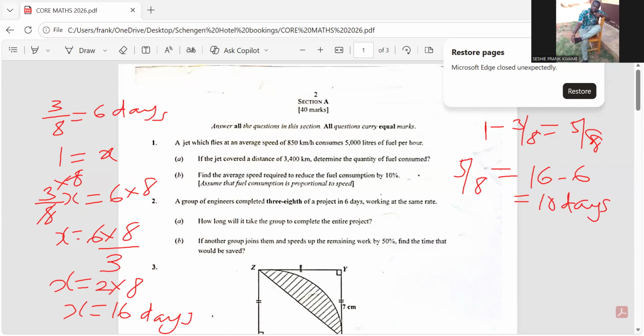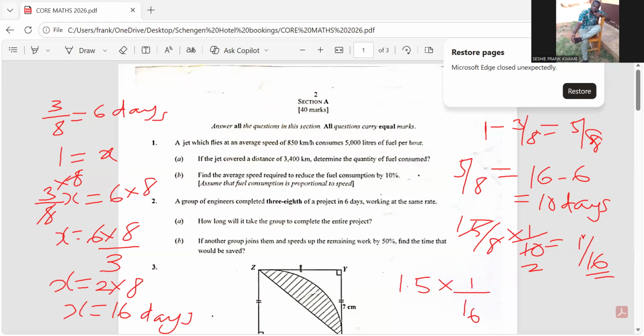Okay. Now they speed this up by 50%. So what that means is that if the 5 out of 8 is in 10 days, if you want to know how many days, you divide by 1/10, and that is 5 here 1, 5 here 2. So 1 out of 16 of the work is going to be done in each day. So they speed up by 50%. So 1.5 times 1 out of 16.